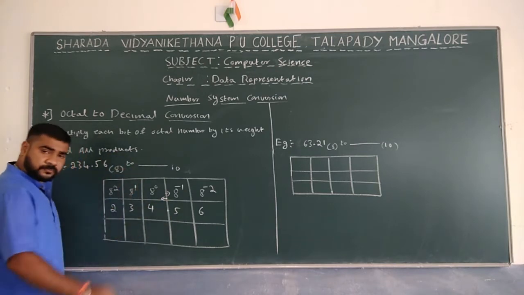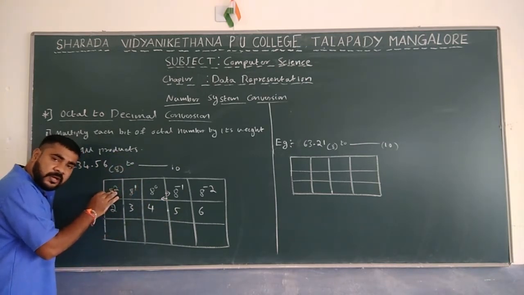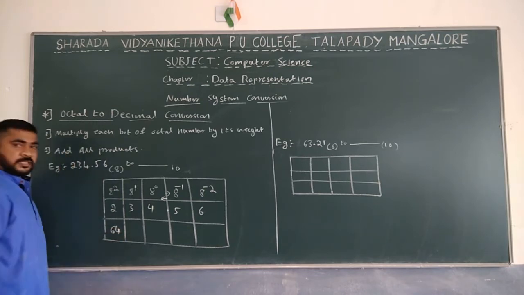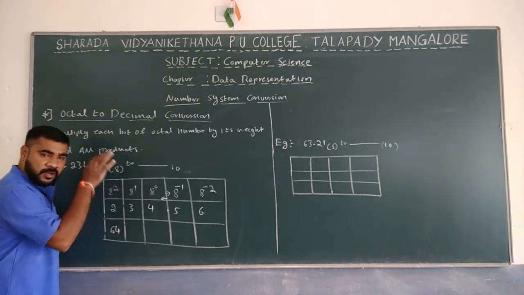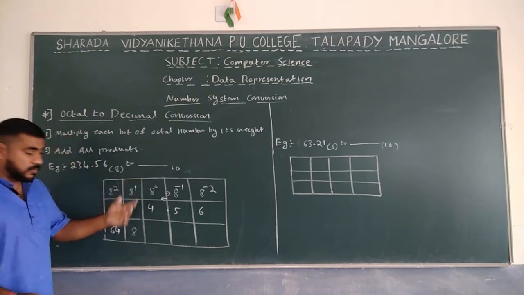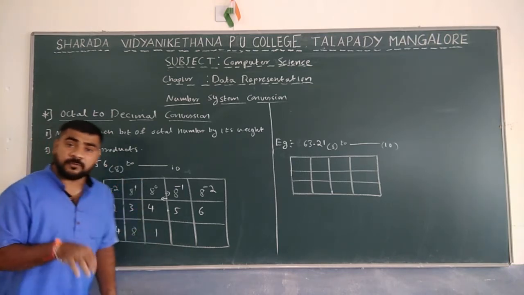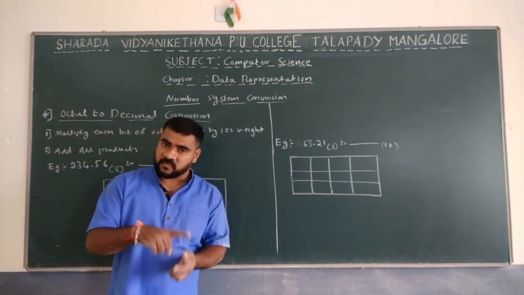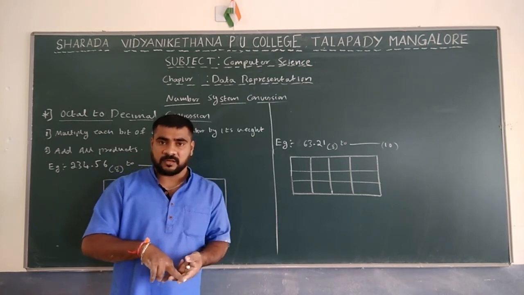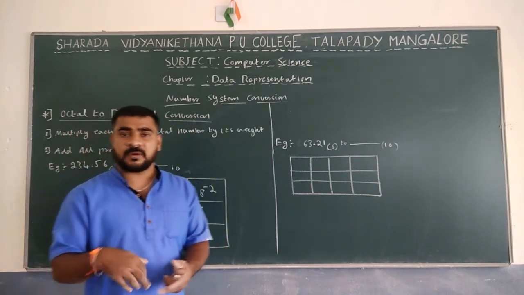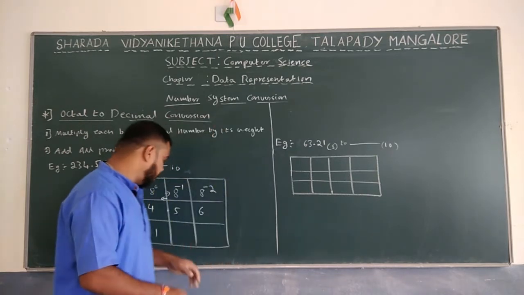Here is a number. Then 8 to the power 2, or 8 raised to 2. 8 square is 64. Then 8 to the power 1, it will be 8. 8 to the power 0, that will be 1. Because if you take the power 0 of any number, 2 to the power 0 is 1, 3 to the power 0 is also 1, 8 to the power 0 is also 1, 16 to the power 0 is also 1. Any number to the power 0 is actually 1.